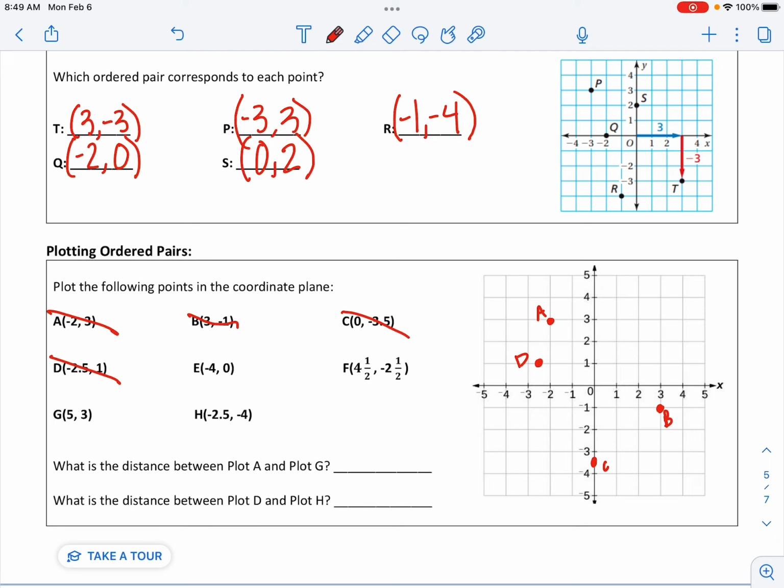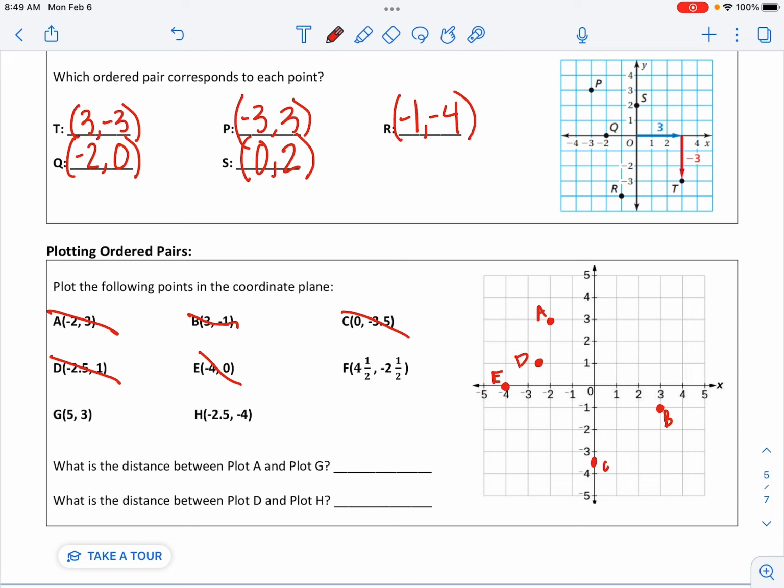E, we have negative 4, comma 0. So that negative 4 means we go to the left 4, and we go up and down 0. So we're going to plot it right there, and that's E. If you want, you can try the next few on your own. You can pause the video and see if you get them right.